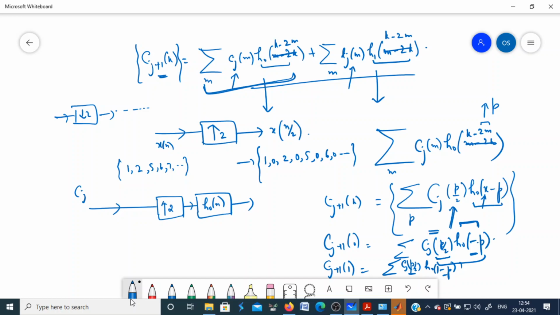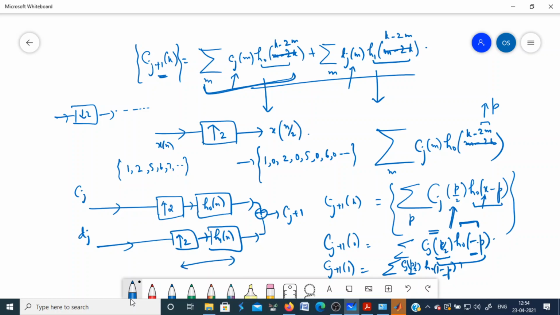And similarly, if we have an input sequence dj, it will again be upsampled and passed through a filter which is h1 of n, and then the output of these two is combined together. This will give you Cj plus 1. Okay, so this is the synthesis process. So the lower resolution coefficients are upsampled at a particular scale, and then they are processed using the same filters which we have used for the analysis. Okay, and then their output is added together to get the output at that scale.